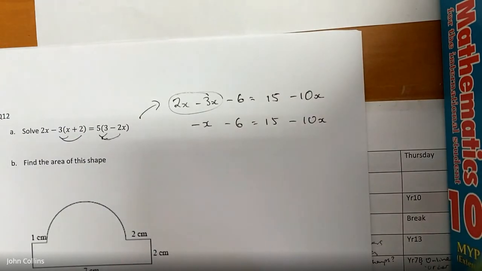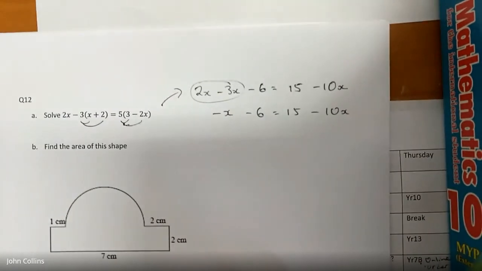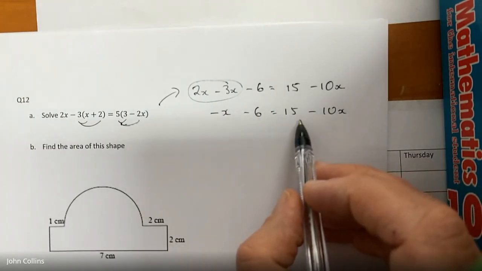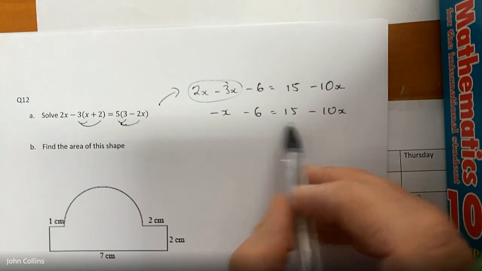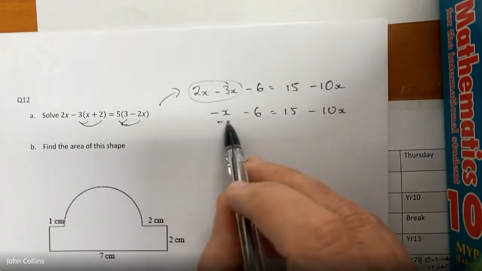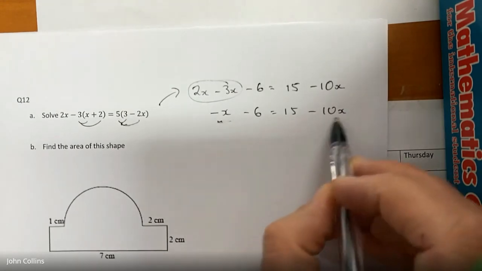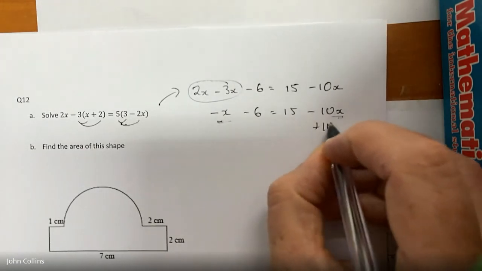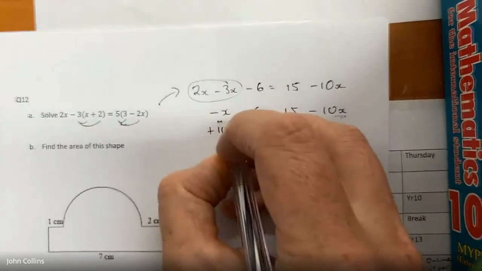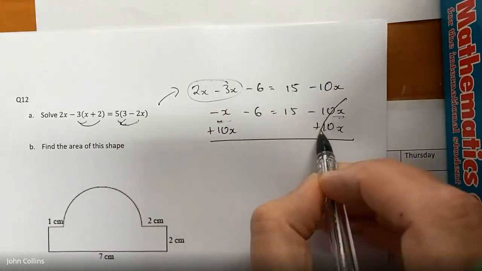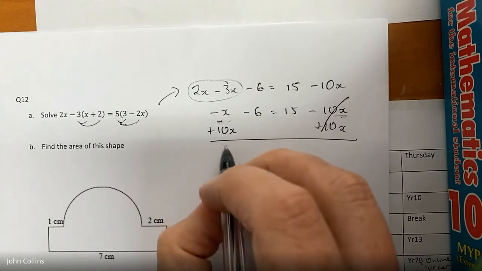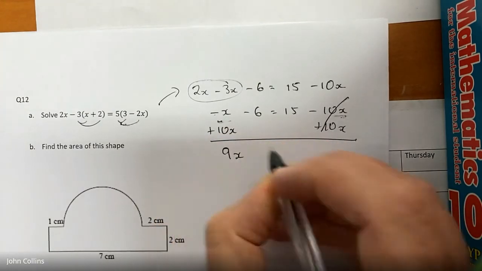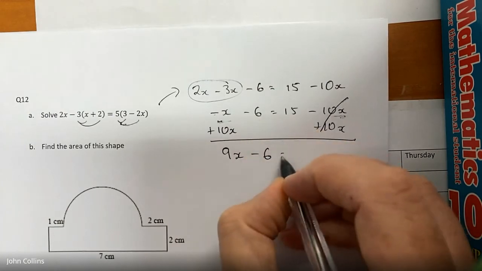And then I just need one x. There's an x over here, and there's 10 x's over here. So I'm going to add 10x to both sides, so I avoid having a -x. -x plus 10x, or 10x take away an x, is 9 x's. -6 still is equal to 15.